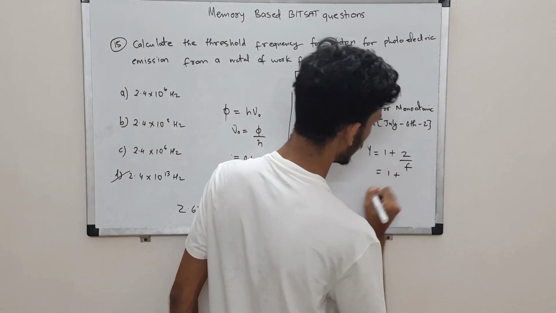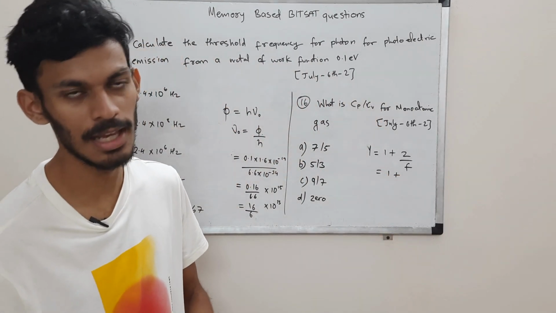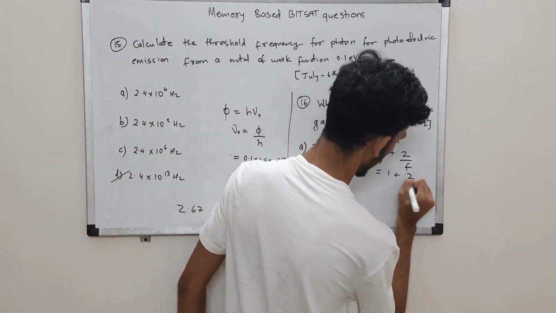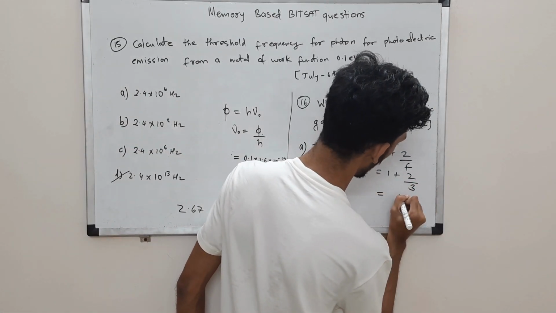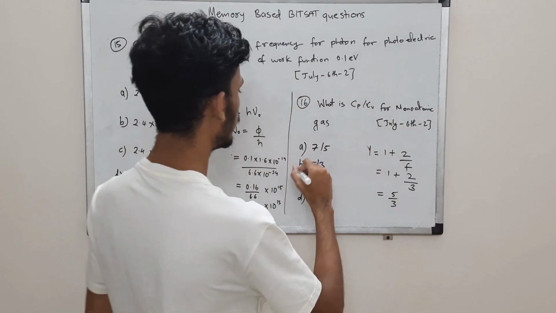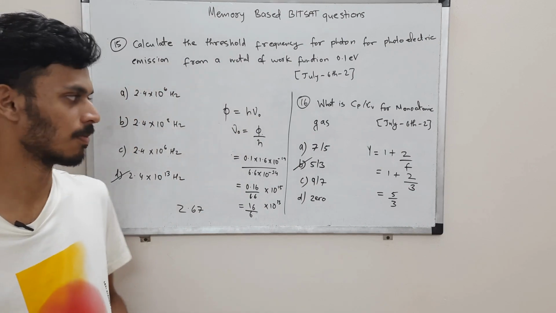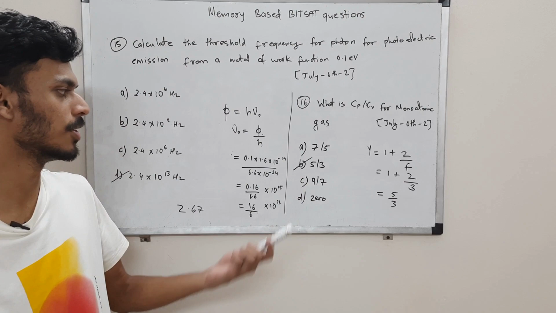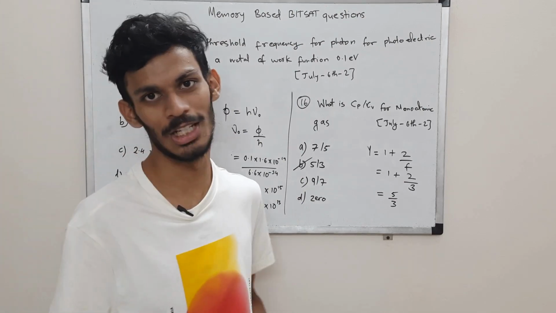So 1 plus 2 by f. The degrees of freedom for a monoatomic gas are 3, the x, y, z axes. So its f value is 3 for a monoatomic gas. So 3 plus 2, 5, 5 by 3. So option B, 5 by 3, is the correct choice over here. Actually, you may know it by heart. Yeah, good for you, that's your answer. Next question.